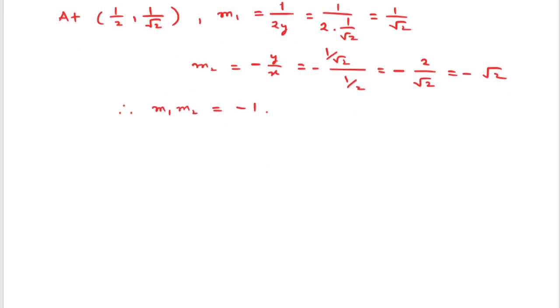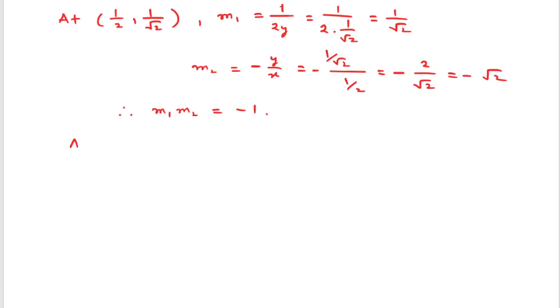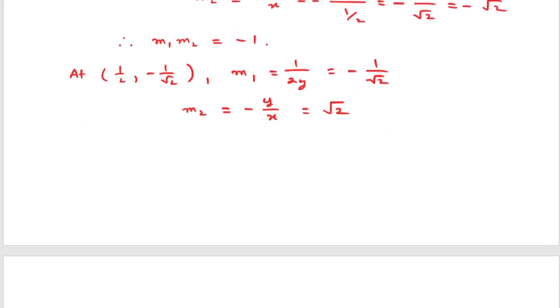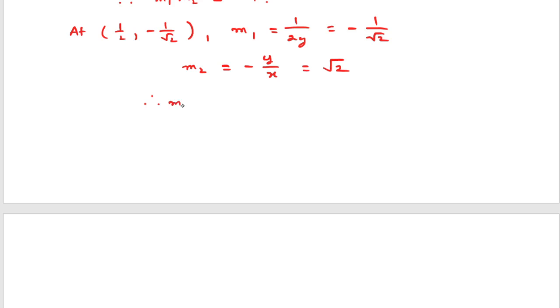Similarly, I check at the point with y equal to minus 1 by root 2. Here I get m1 equal to 1 by 2y, but everything will be the same. I'll get m2 with the sign reversed, so everything is the same, and the product is again minus 1. Therefore it will be minus 1 here also.